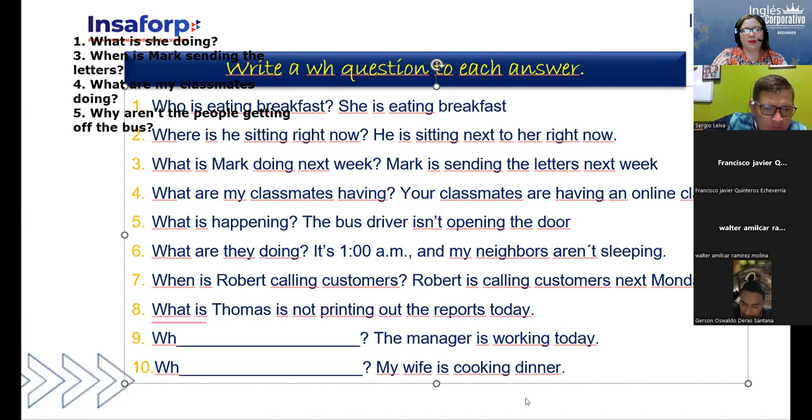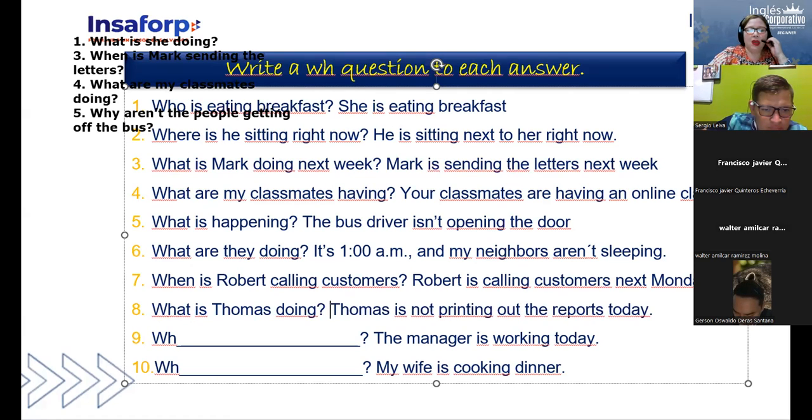What is Tomás doing? Okay, ahí como tenemos el TH, ¿verdad? Se siente así, Thomas, ¿verdad? What is Thomas doing? Okay. Thomas is not printing out the reports today. Okay, entonces le podemos poner así como en la anterior, ¿verdad? Que dijimos de what is Mark doing, podemos decir what is Thomas doing today.